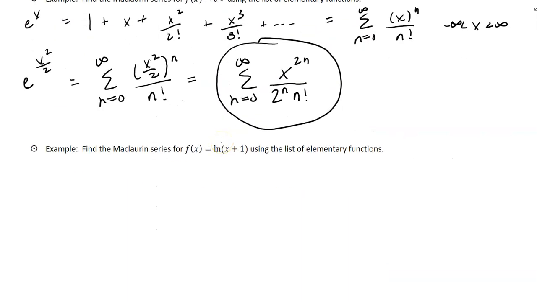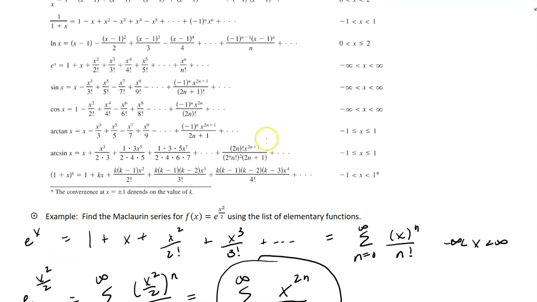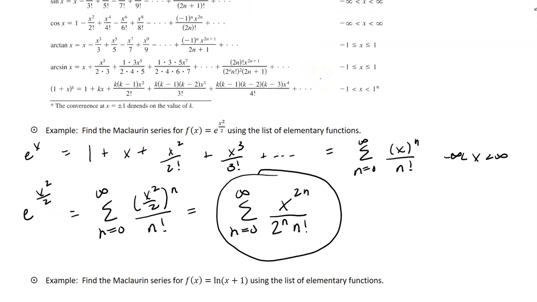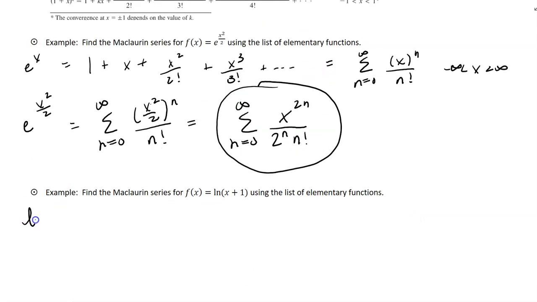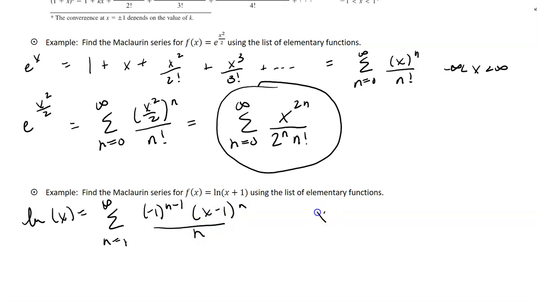Another example would be this one. It says find the Maclaurin series for f of x equals natural log of x plus 1 using the list of elementary functions. So if we go up to the natural log of x, we get that the natural log of x is x minus 1 minus x minus 1 squared over 2, and so on and so forth. I'll just write that out so we can see it on our screen: the sum from 1 to infinity of negative 1 to the n minus 1 power, x minus 1 to the nth power, all over n. This one is convergent for x between 0 and 2.